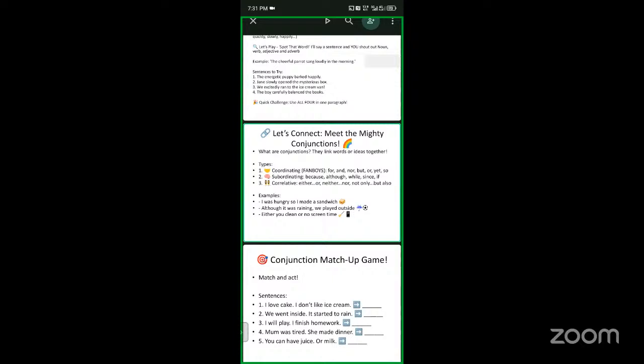Let's connect, meet the mighty conjunction. I said conjunctions are words that link ideas and help our sentences flow better. We're looking at types now, and I said FANBOYS is an acronym to always remember what types of coordinating conjunctions we have.